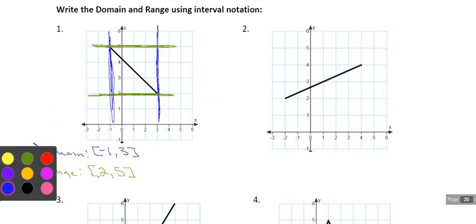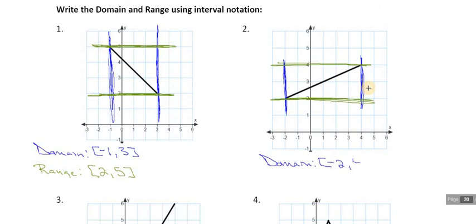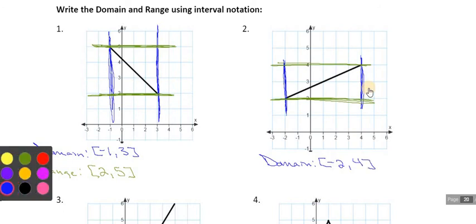Okay, so let's talk domain and range in the next one. Let's draw a picture frame right along the edges. Left to right, bottom to top. So for our domain, our farthest left x value is -2. It is included. And our farthest right x value is +4, part of the actual line, therefore it's included as well.